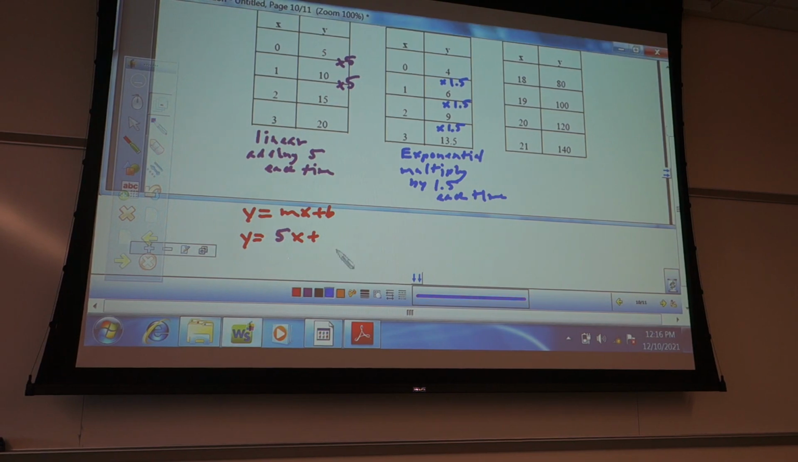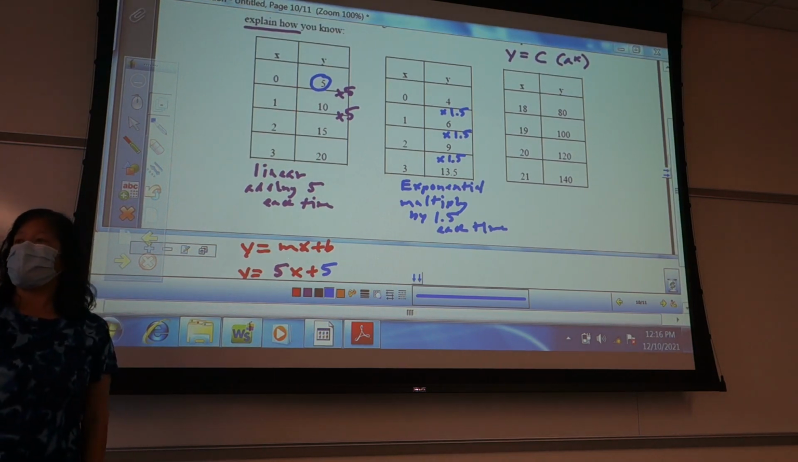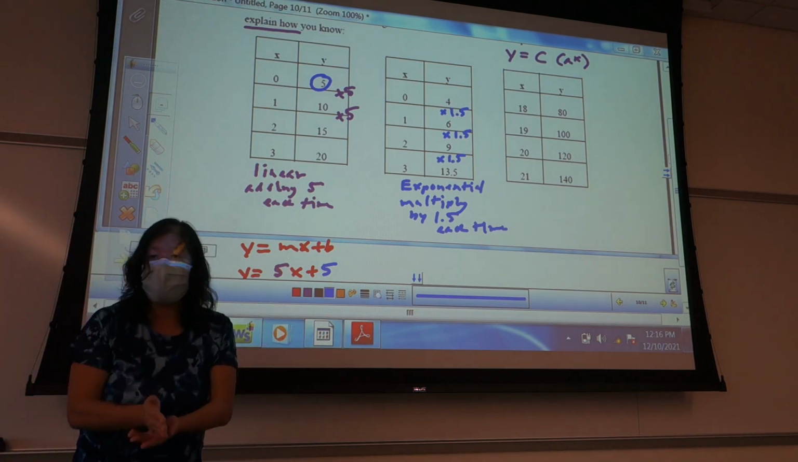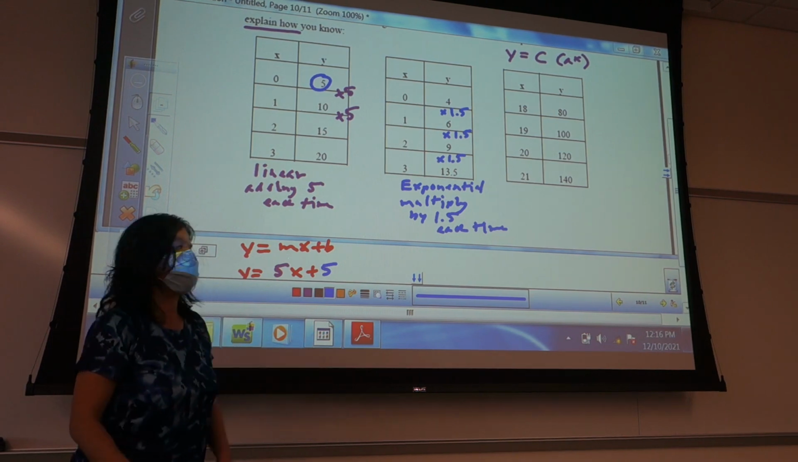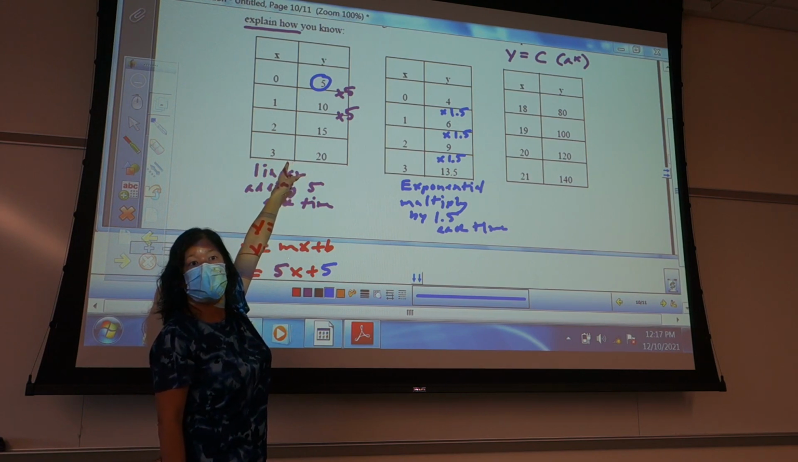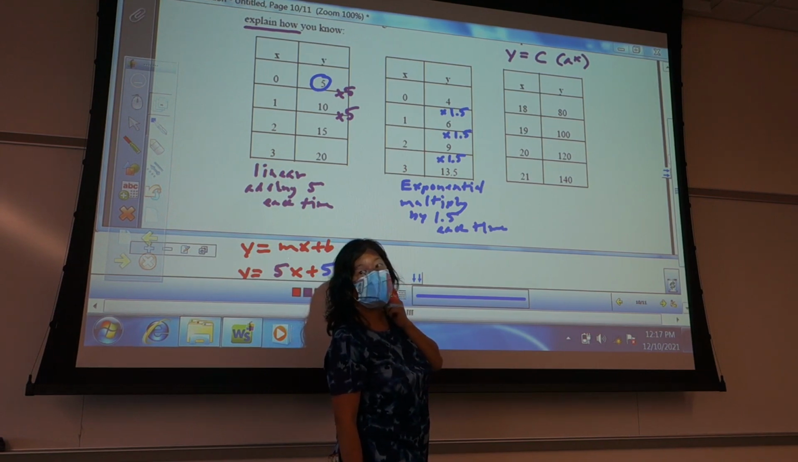What am I starting with? 0. Nope. When x is 0, what's y? Your initial amount is your y-intercept. It's the amount when x is 0. So x is sort of like your time. When my time is 0, my y is 5. Does everyone see that up top? Here, what's my initial amount? 4.